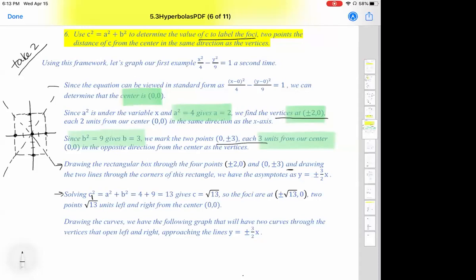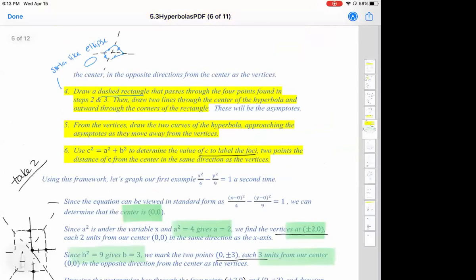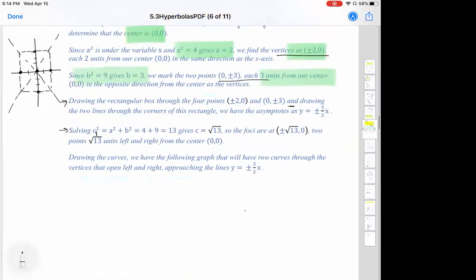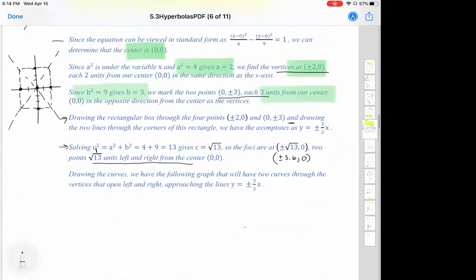Solving c squared equals a squared plus b squared gives us 13. So we have a foci of plus or minus square root of 13, and we said that was about 3.6. So we have plus or minus 3.6, comma 0. So we use that 3.6 units left and right from the center. So we have 1, 2, 3, and a bit more, something like that.